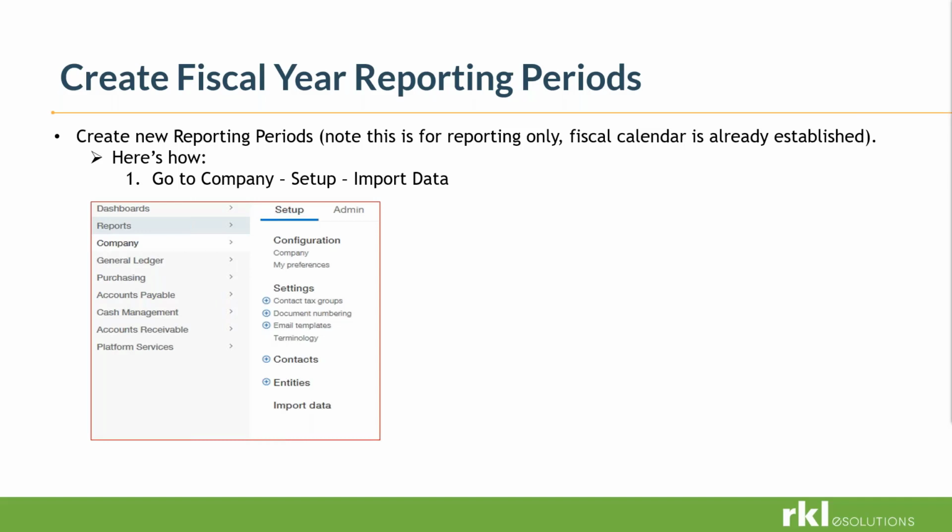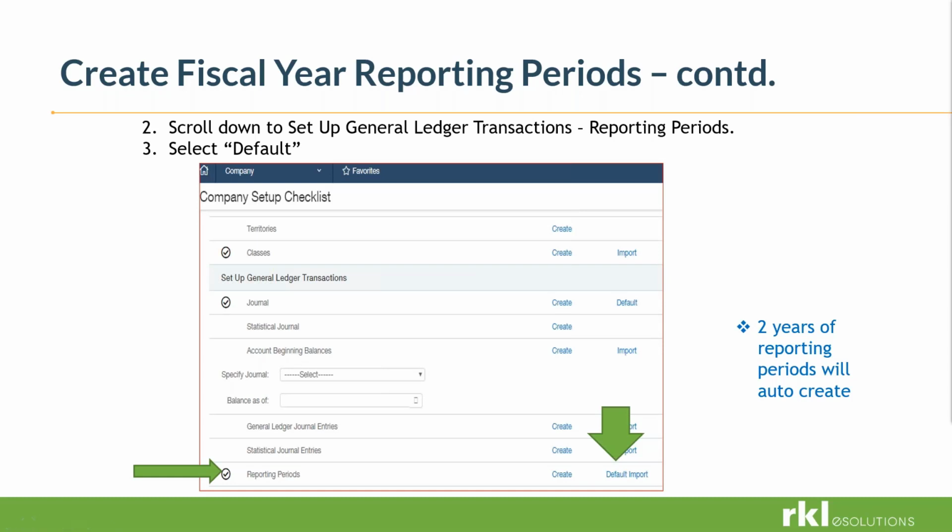To do that, you can do it manually, or you can go into the system and have the system create it for you. So I'm going to show you slides that have the system create it for you. You want to go to Company, and you go to Company Setup and Import down here. What that brings you into is the Company Setup checklist. You want to scroll down until you get to the GL Transactions Entry level, and you look for the reporting periods, and then there is this hyperlink default right here.